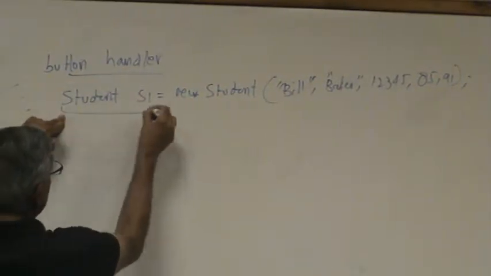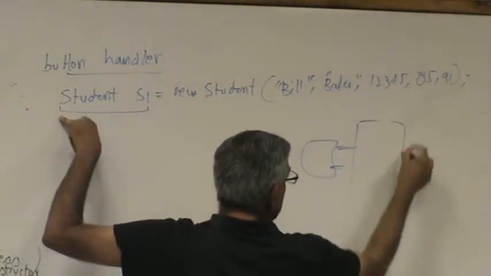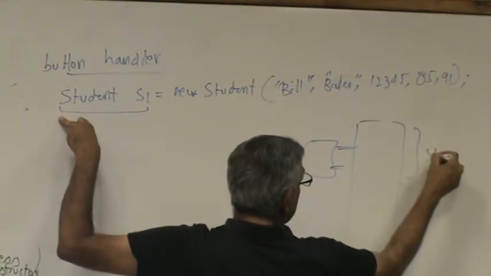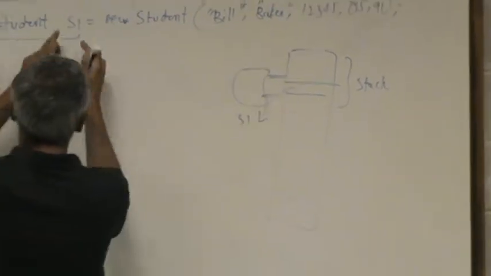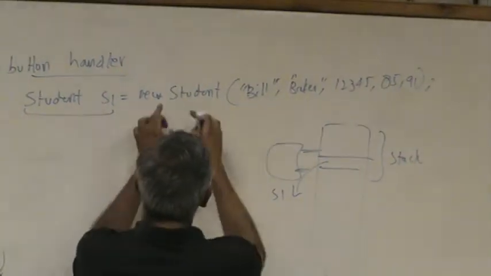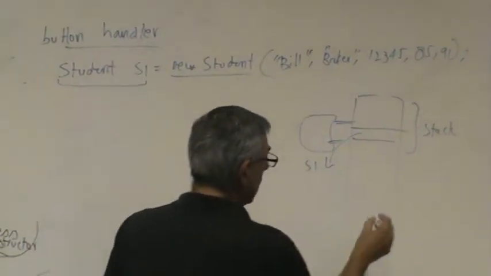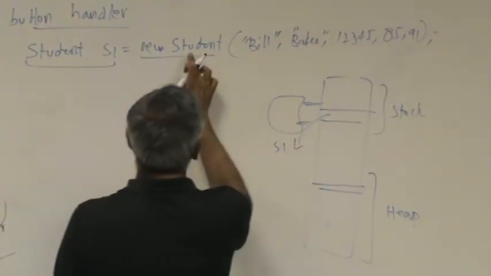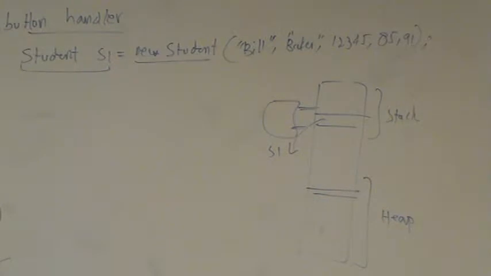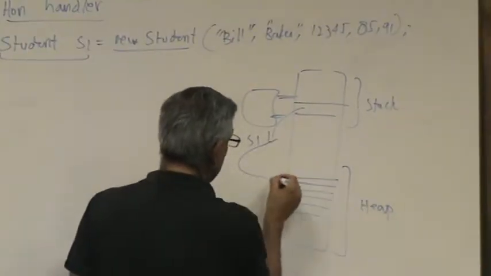So once again, think of what will happen in the memory of the computer. Okay, in the stack area, S1 will be created, correct? So that's the S1. New Student, as soon as the computer sees new Student, what will it do? Go to the heap area and create the memory for the fields of the student. How many fields do we have? 5. So we'll create 5 fields and connect this reference.